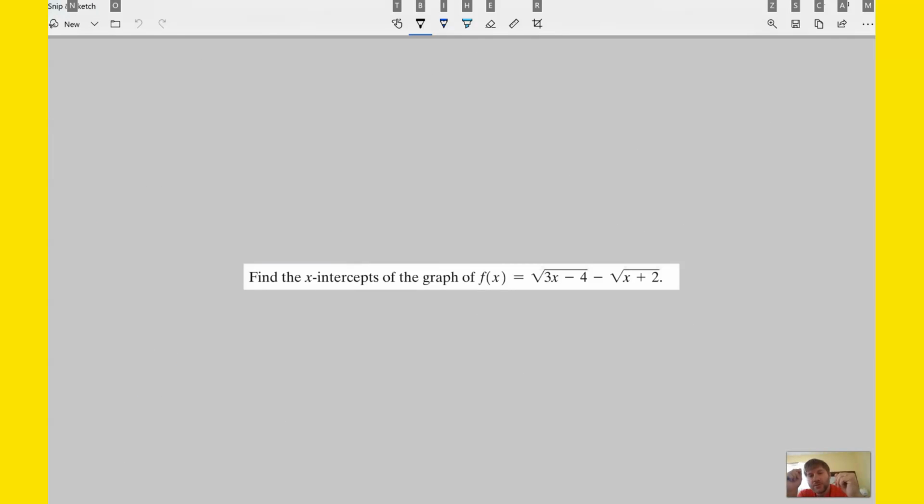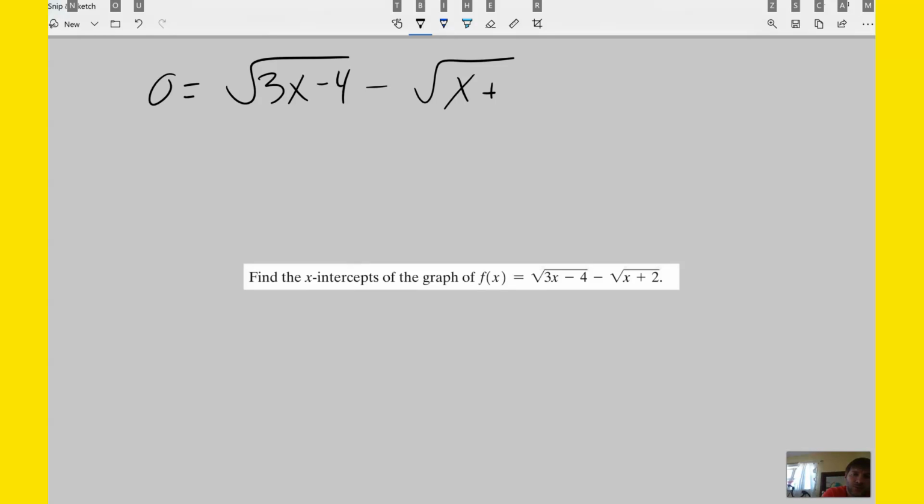All right, this problem says find the x-intercepts of the graph of f of x equals the square root of 3x minus 4 minus the square root of x plus 2. That just means I plug in 0 for f of x or for y. To find the x-intercepts, you're always going to plug in 0 for y or f of x. So it's just going to be 0 equals the square root of 3x minus 4 minus the square root of x plus 2. And then I'm just going to move one of these radicals to the other side.